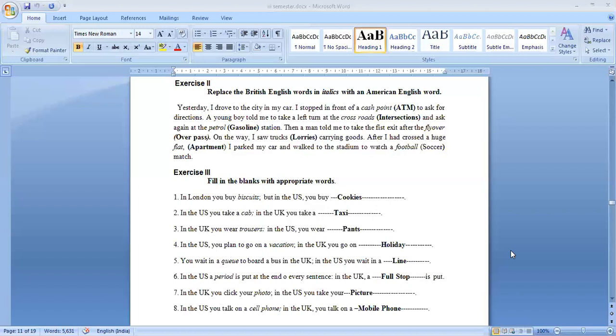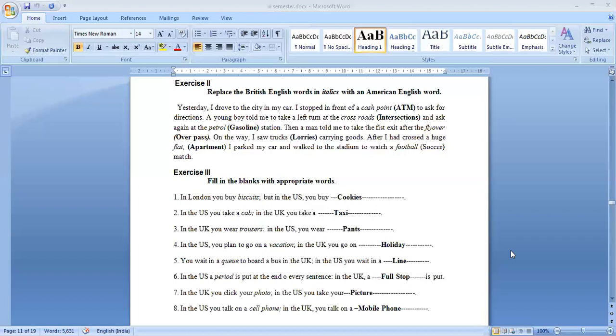And ask again at the petrol station. So from there, after taking the left turn and going through the crossroads, I again stopped at the petrol station. The word petrol station is used by the British people in their language, but Americans call it a gas station. Instead of calling it a petrol station, the Americans call it gasoline. So the equivalent American word for petrol station is gasoline.